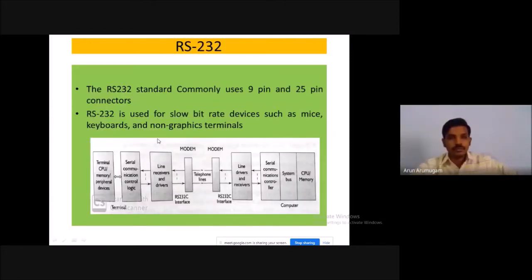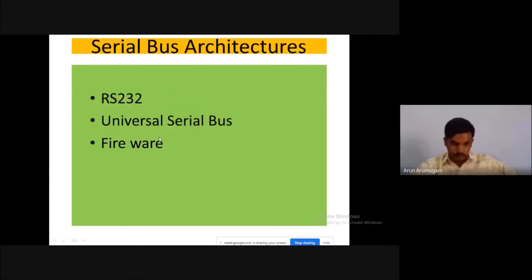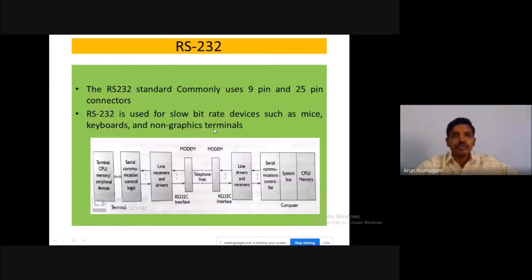UART we are also using. Both the USB and UART are the same, with both transmitter and receiver on the same bus. RS-232 is a common standard that uses 9-pin and 25-pin connectors. Some RS-232 connectors have 9 pins, and some have 25 pins. RS-232 is used for slow bitrate devices such as mouse, keyboards, and non-graphic terminals. It is a cable normally used to transfer data in a serial manner.